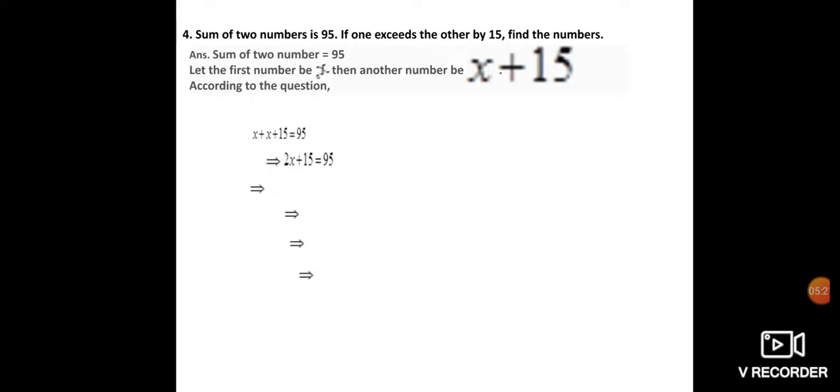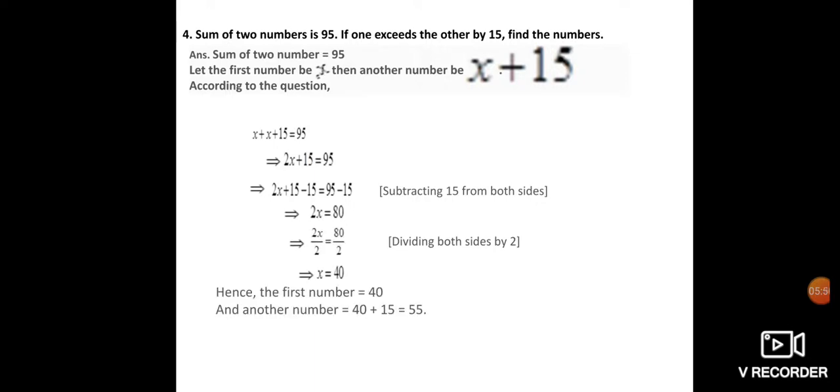x plus x will become 2x plus 15 is equal to 95. I want to remove 15 from the variable, so subtract 15 from both sides. It will reduce to 2x is equal to 80. And now we have 2 with x, so I want to remove 2. So divide by 2 both sides. So we'll get x equals 40. So first number is 40 and the other number is 55.